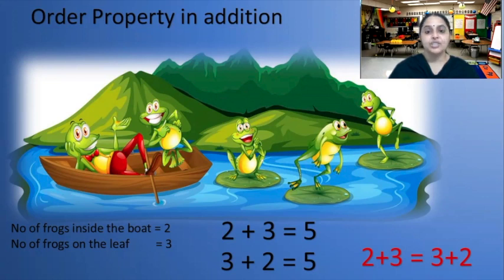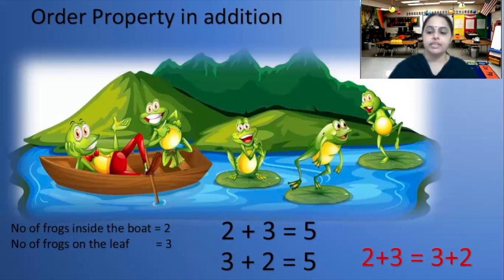So we can say that 2+3 is equal to 3+2. Is that clear? So this is known as order property in addition. So we can say A plus B is equal to B plus A. Okay. So what will be 8 plus 5 equal to 5 plus 8? Is that clear? So it is also known as commutative property of addition, or we can say order property in addition. Why do we say order property? Because when we change the order of the numbers also, we get the same answer.